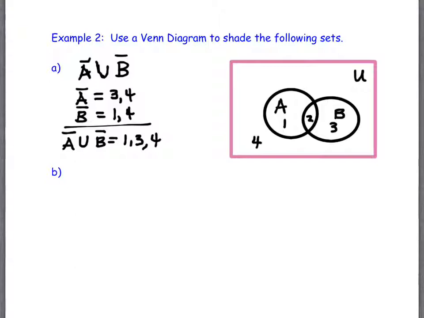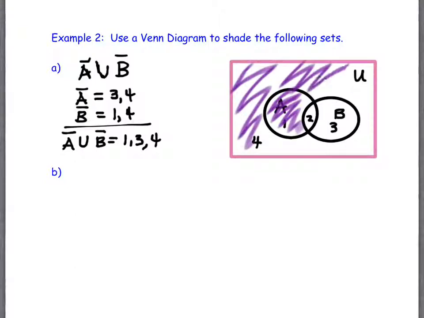Shade the diagram, right? We drew the diagram, but we haven't shaded it. So we're going to go back over here to our diagram and we're going to shade the regions that say 1, 3, and 4. So if you have highlighters, you're welcome to use them. You can just shade in with your pencils.